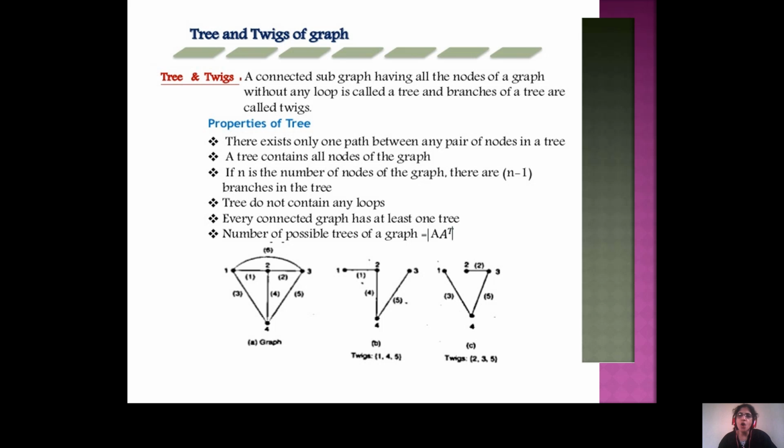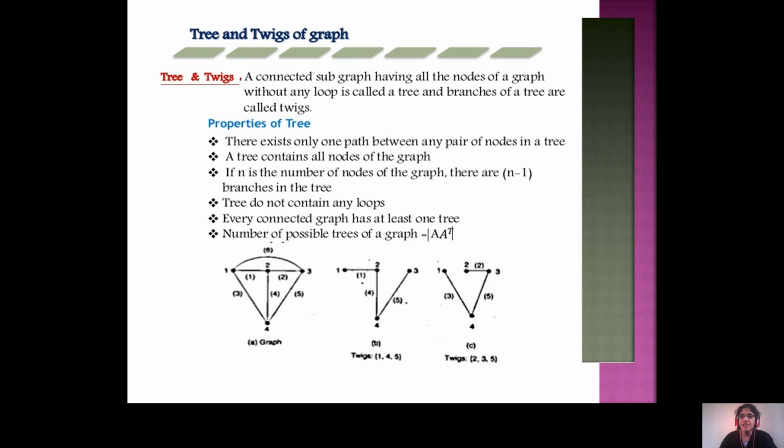A tree contains all nodes of a graph, but it does not form a loop. If n is the number of nodes of the graph, there are n minus 1 branches in a tree. Trees do not contain any loops.